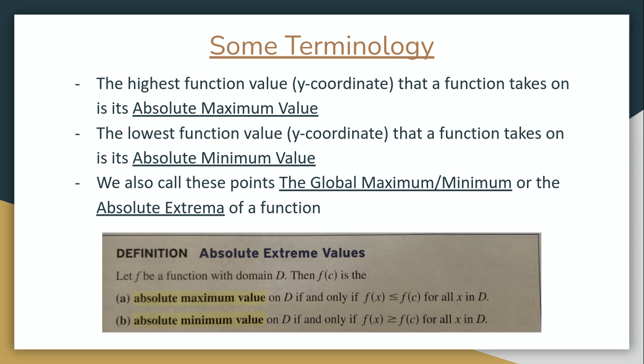Callie. So yeah, when we say function value, that's the same thing as y-coordinate, and the highest function value that a function takes on as a whole is called the absolute maximum value for intuitive reasons. Same with minimum values. The lowest function value, yet again y-coordinate, that a function takes on is its absolute minimum value.